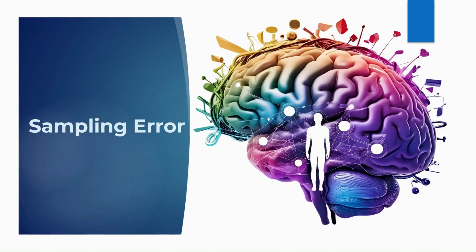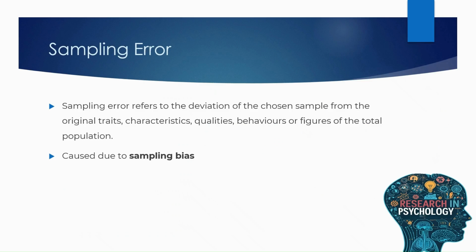Next, let's see what a sampling error is. By name itself, we know what a sampling error is. It refers to the deviation of the chosen sample from the original traits, characteristics, qualities, behaviors, or figures of the total population, which means how different the sample is from the population.